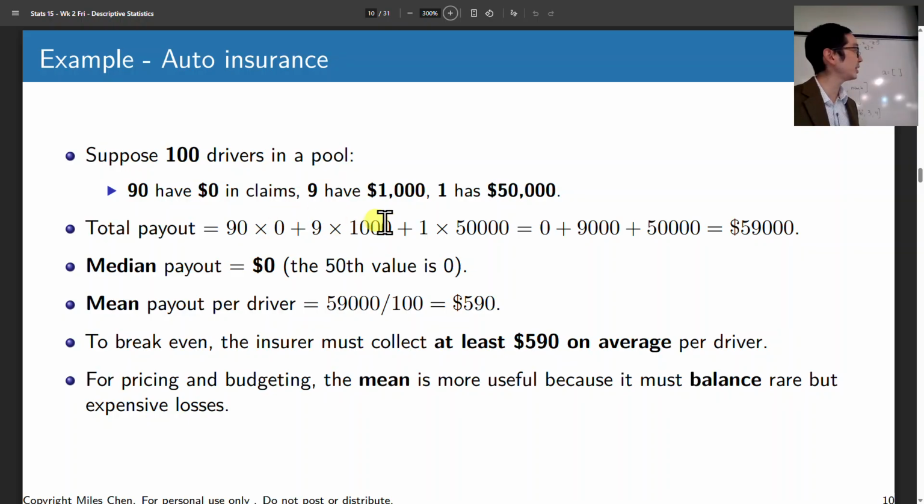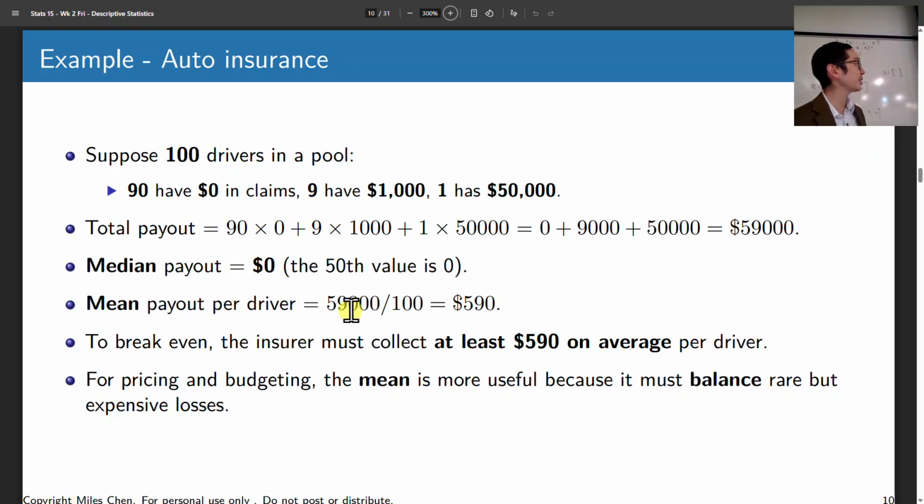The total that had to get paid out, if you add this up, 50,000 and then 1,000 is 59,000, okay? However, what is the median payout? The median payout is $0, okay? And so if you're the insurance company, you're saying, okay, how much should we charge for a premium? How much should we collect from each of our customers? If you go off of the median, 0, well, you're going to be in trouble, okay?